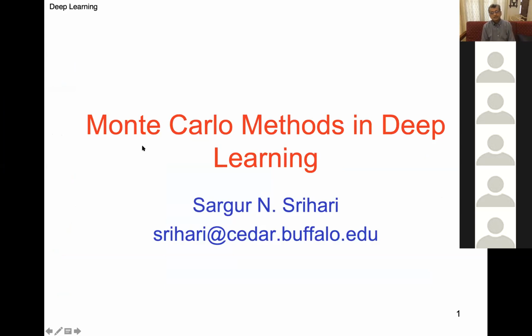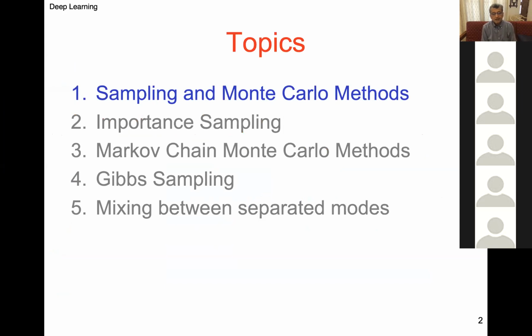Okay, as the first slide indicates, this is about Monte Carlo methods in deep learning. The topics that we will cover today are 1 and 2, sampling and Monte Carlo methods. And then we will also cover importance sampling. I don't think we'll have time enough to go to topic number 3, which is Markov chain Monte Carlo methods. Once again, a look at Gibbs sampling and would we use that instead of importance sampling. And then there is an important topic, number 5, which is mixing between separated modes. This is an issue that relates to mode collapse.